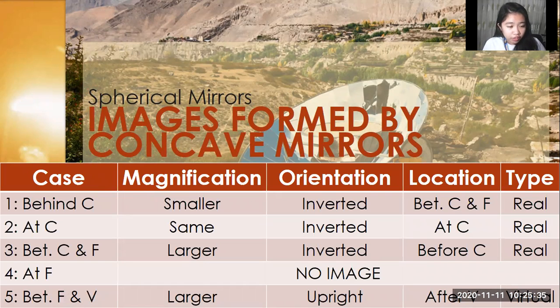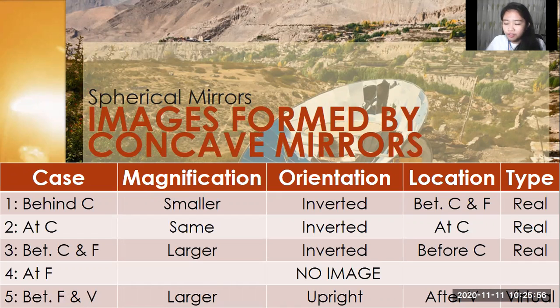For the object that is found between C and F, it has a larger magnification. The image is still inverted, and the image is found behind C, and we still have a real image. When the object is found at the focal point, we have no image formed.